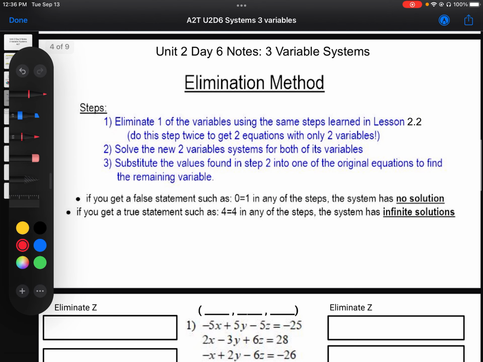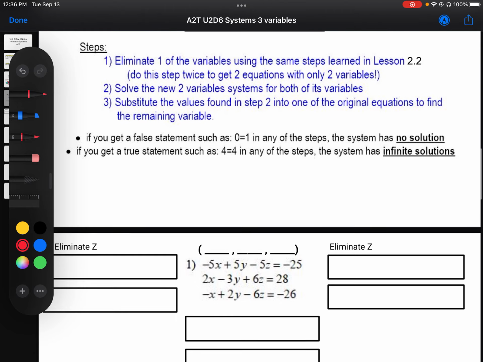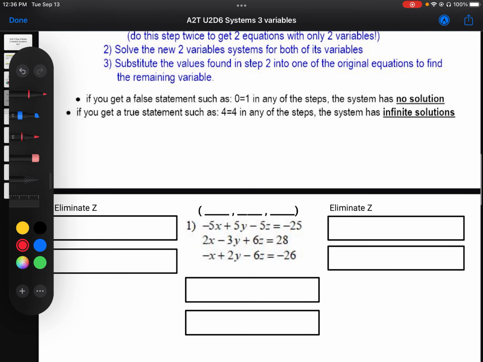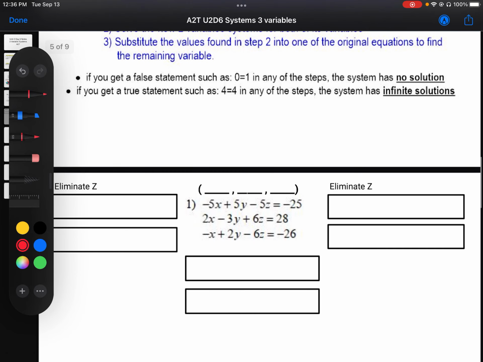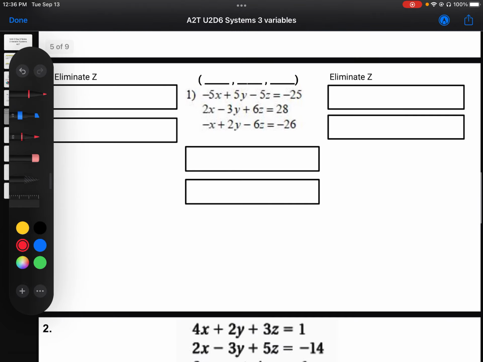Okay, so we have steps. Step one, eliminate one of the variables using the same steps learned in last lesson. We're going to do this twice. Solve the two new equations, and we're going to substitute them. So really, we want to go in and just kind of run through one.